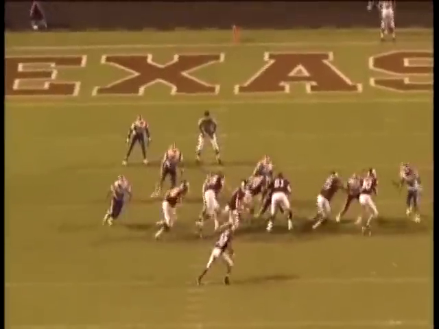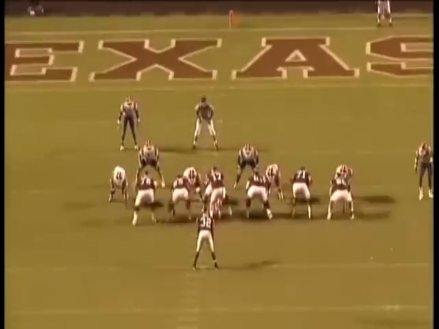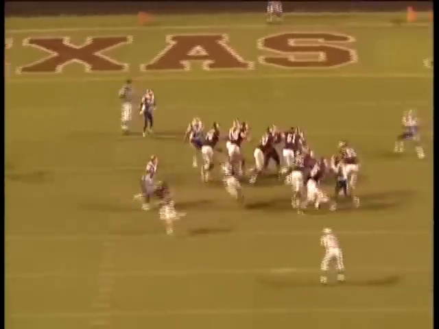Good target by 70, the center, and a solid fit. This is a good-looking fit on the double team. You can see they're both hip to hip. They're not blocking each other. They're hip to hip, and they're moving the line of scrimmage.